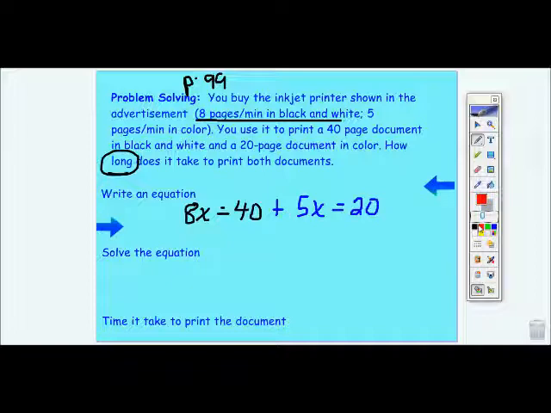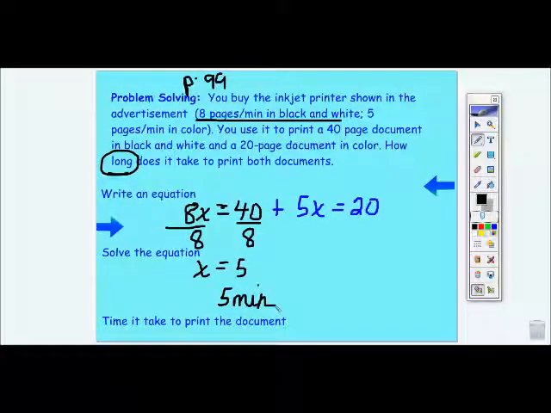So going back to my black, whoops, I got red. It's not giving me my black. Okay, let me just go up to my screen instead. So 8x equals 40. So 8 times x, let's do the inverse. I'm going to divide both sides by 8. So my minutes for the 40-page black and white document is going to be x equals 5. So that would be 5 minutes.